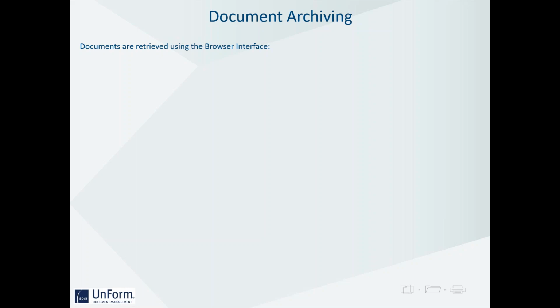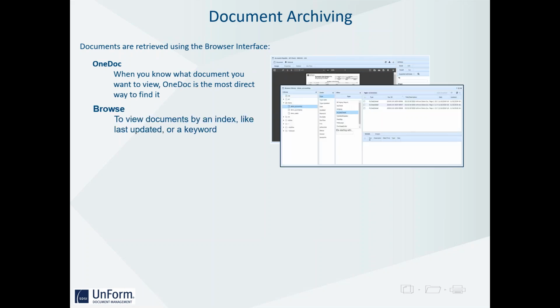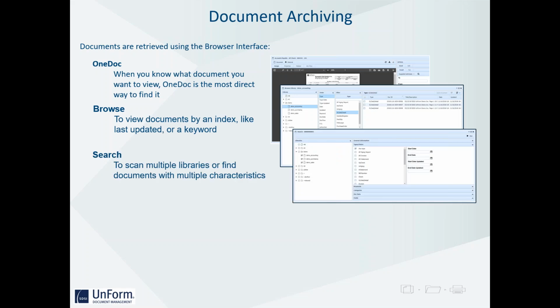The archiving can be retrieved a variety of ways. When you're in our archive, it's, again, browser-based. There's a variety of ways to search. If you know pretty much what you're looking for, the one search gives you the ability to pick a document type and a value and pull up a document. Browse gives you the ability to search based on when it was last updated, a variety of other criteria. And finally, search gives you a very powerful search to search across multiple libraries for multiple characteristics.